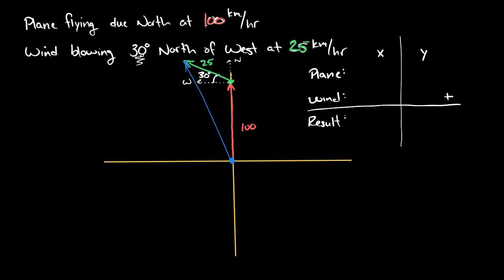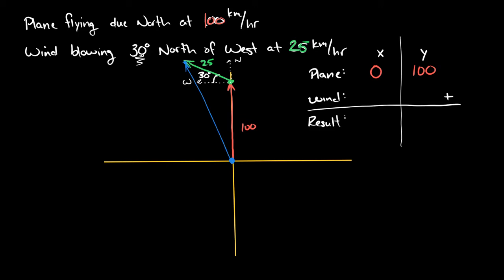Now, it's not straightforward, and it takes some real convincing, but let's look at each vector by itself. The plane is the easy one. The plane is due north. It's in the positive Y direction, no X. So I can just put 0 and 100. That's the plane, because the plane is going in only one of the dimensions that's there, the positive Y dimension.